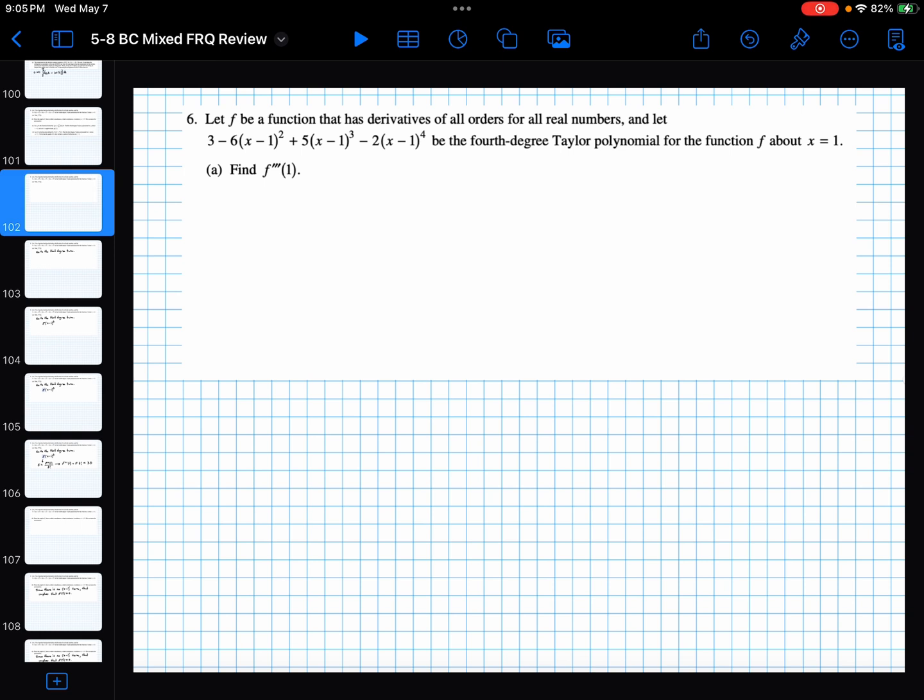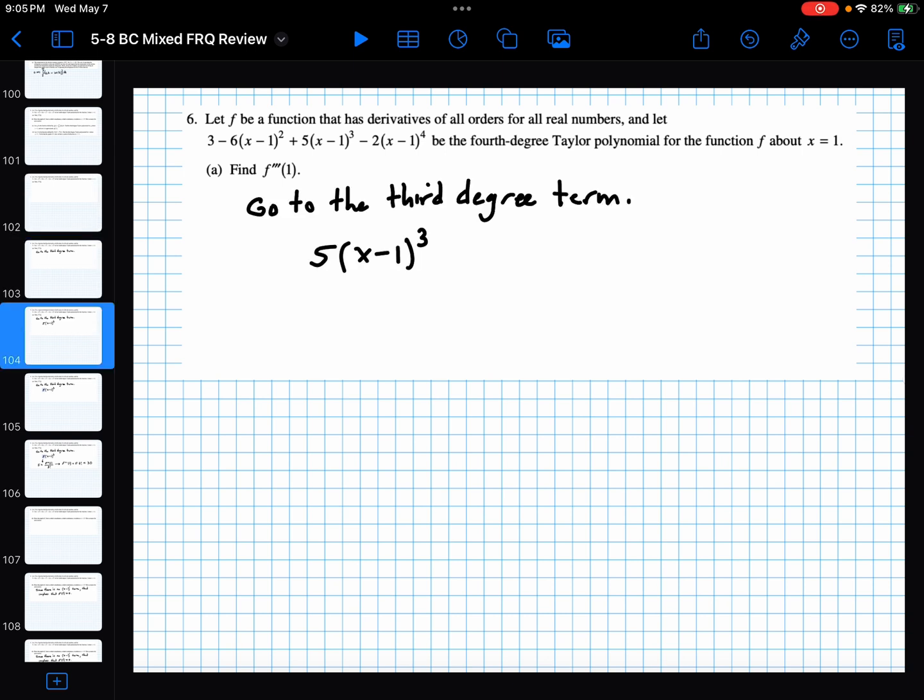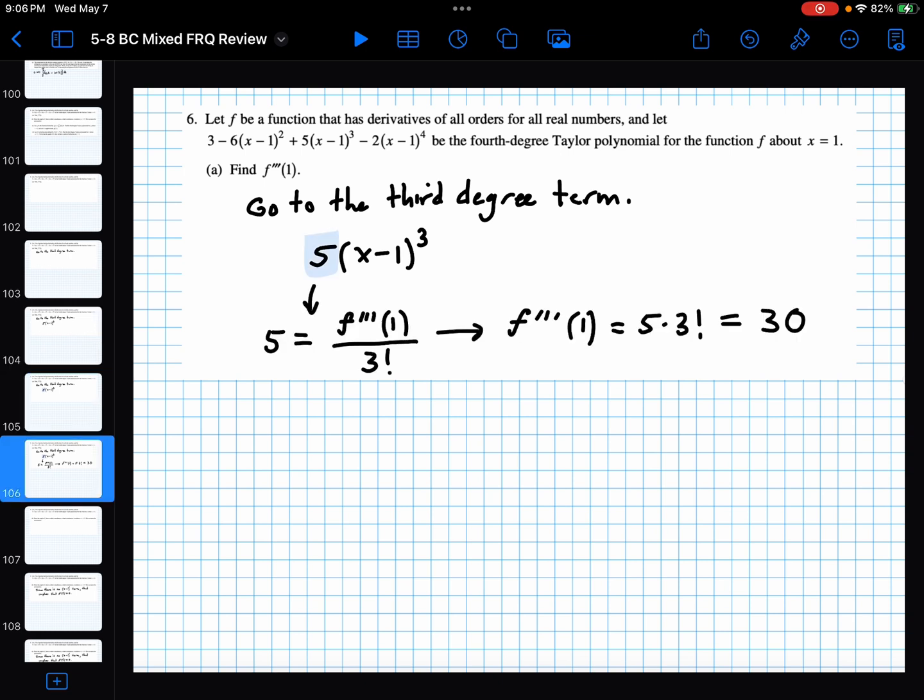Well, the third derivative should go with the third degree term in your Taylor polynomial. So identify where the third degree term is. That's going to be that 5 times x minus 1 to the third power. And if you remember how you set up a Taylor polynomial, the number of the derivative of the original function that you're approximating, that same number matches the degree of x in that term and the factorial underneath that. So that 5 coefficient over there really is f triple prime of 1, that 5 right there, over 3 factorial.